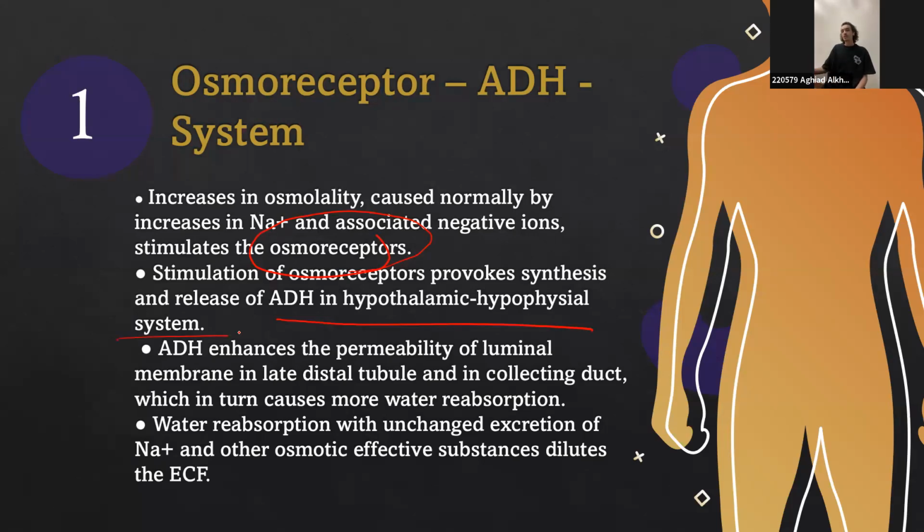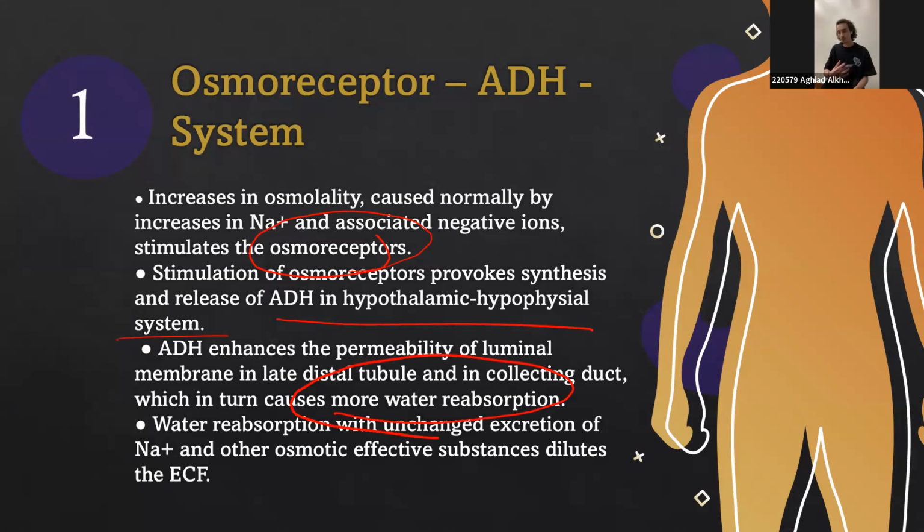So now you can tell that sodium increased, and the negative ions associated with it. Now, what do we want to do? It's becoming hyperosmolar. We don't want that. That's excessive. So now ADH enhances the permeability of the luminal membrane in the late distal tubule and in the collecting duct, which in turn causes more water reabsorption. That's the why here. That's the point. More water reabsorption.